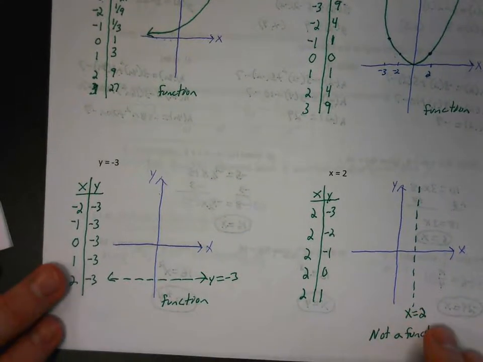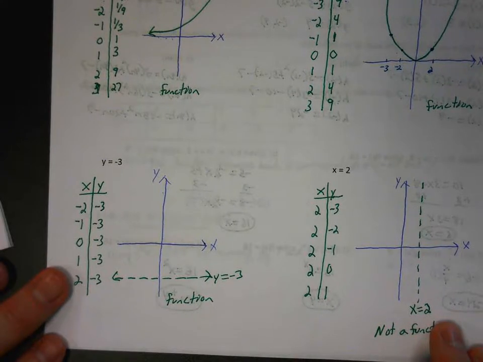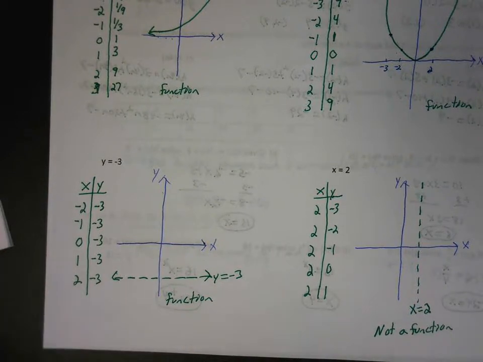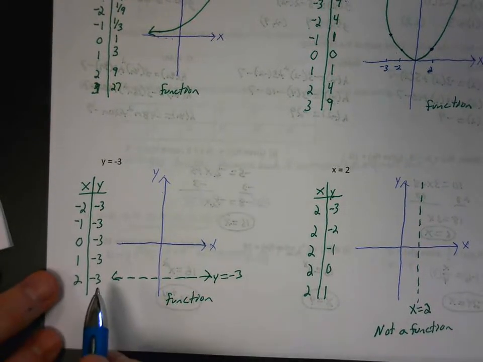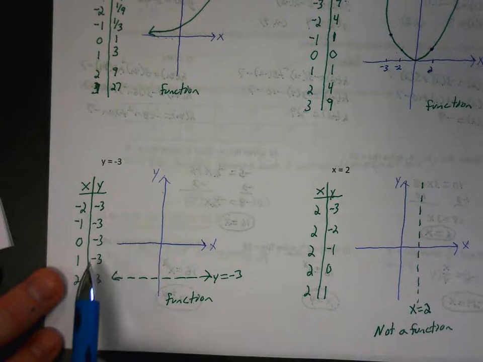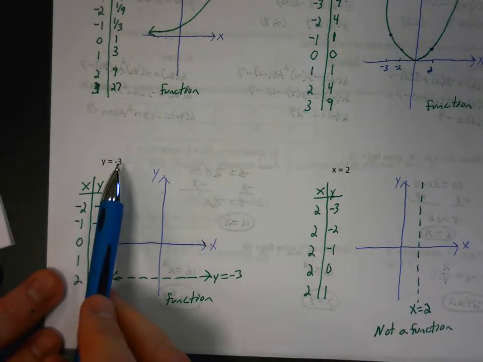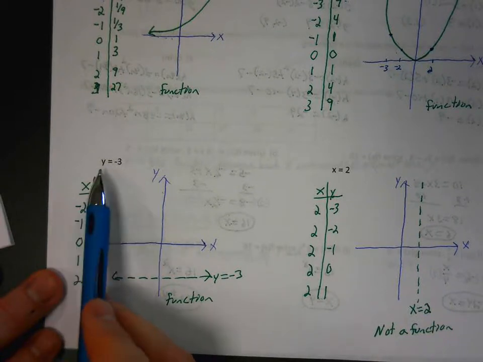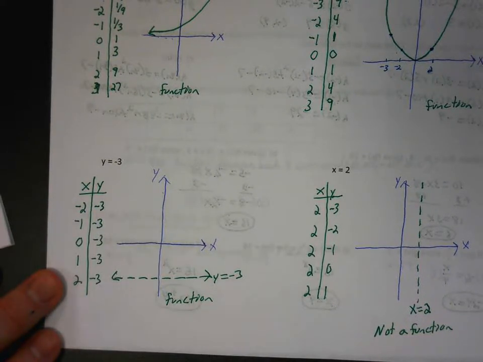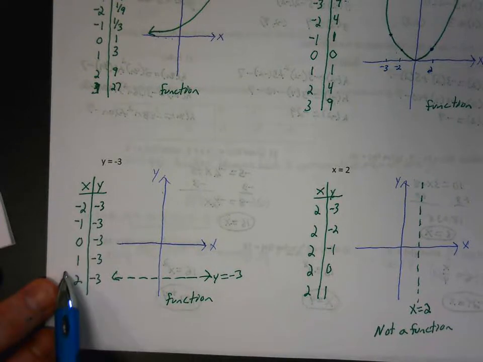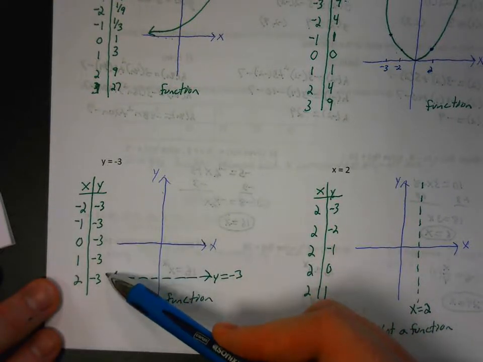The last two graphs are a little more complicated to figure out. They're the easiest graphs, but the weirdest ones as far as looking at a table of values and trying to figure out what values will be in the table. When you have y equals -3, what that's saying is there's no x in the equation, so we don't care what x is. The y value has to be -3. So whatever x is, the y value has to be the same, -3.